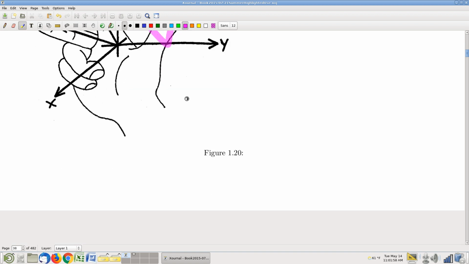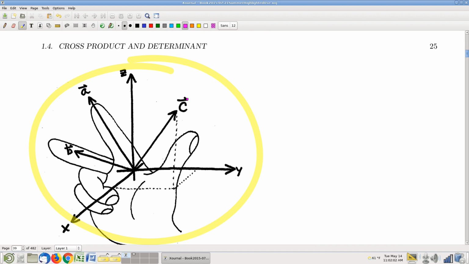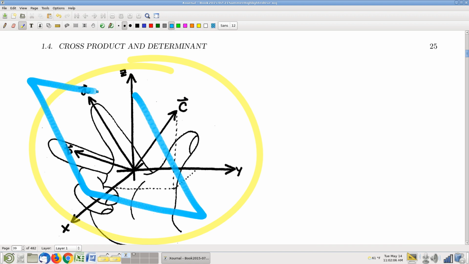So you can decide if the list is right-hand order by whether or not C points on the thumb side of the plane as it is here. Right? If C points on the same side of the blue plane that your thumb does, then we say that this listing, A first, B second, C third, is what we call a right-hand order.